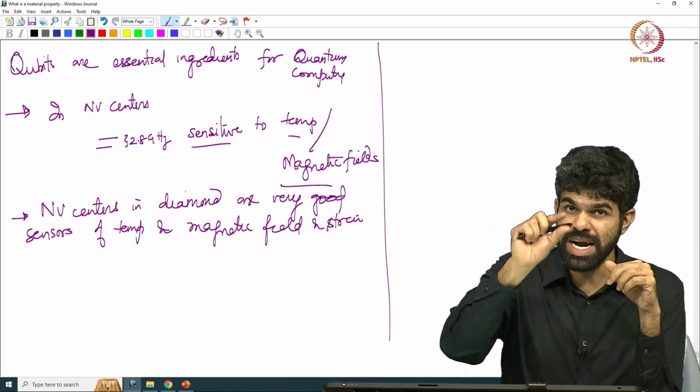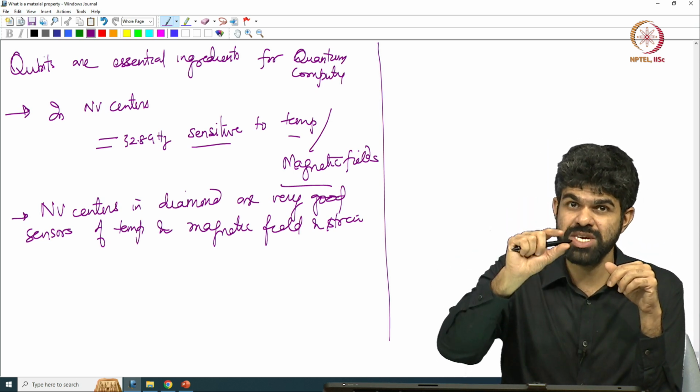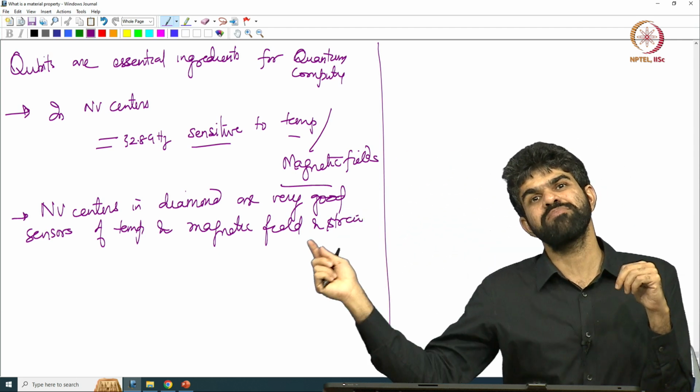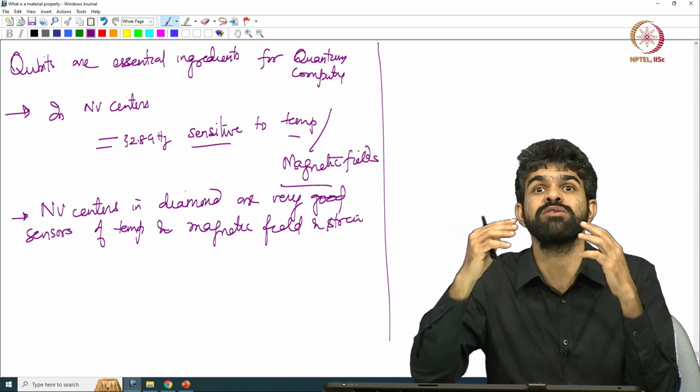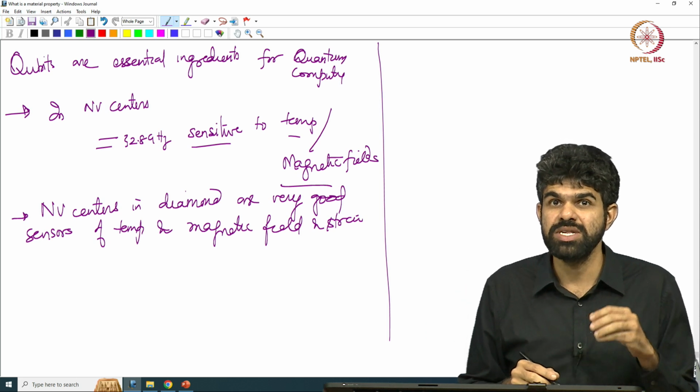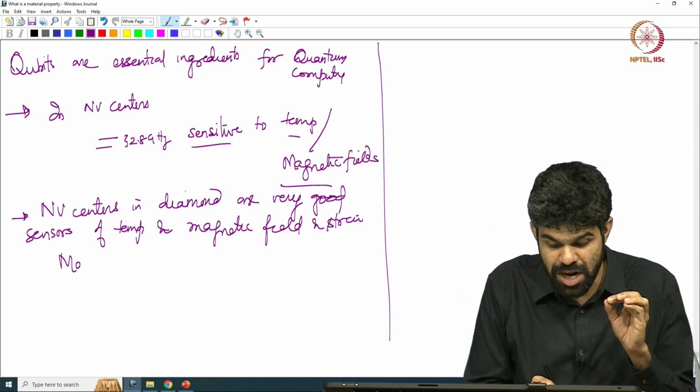So you can measure it, and then you can use that to calibrate back what is the surrounding temperature of the sample, or the surrounding magnetic field in the sample. So it is a good magnetometer or a thermometer.